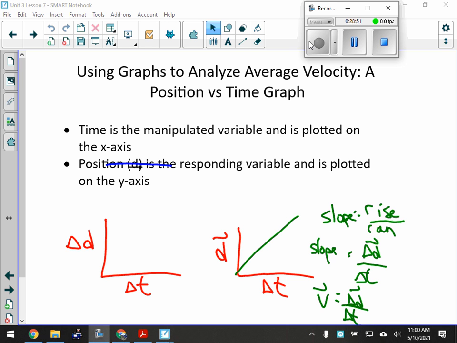So a few things that you need to fill in here. The manipulated variable is time, okay? And it is plotted on the x-axis. Okay. The responding variable is position, or d, displacement, and it's plotted on the y-axis. All right. So let's take a look here, and that's what we should have for that one. Okay. Is everyone good with that so far?